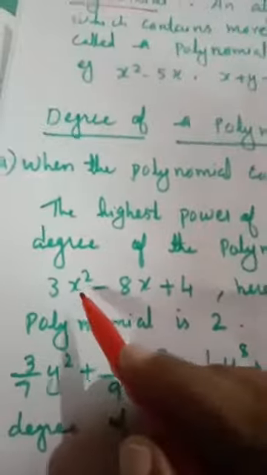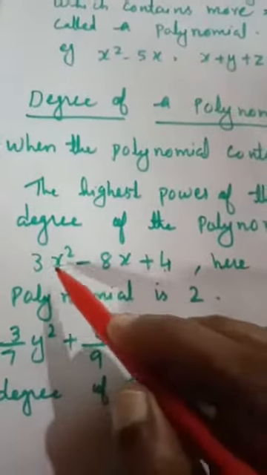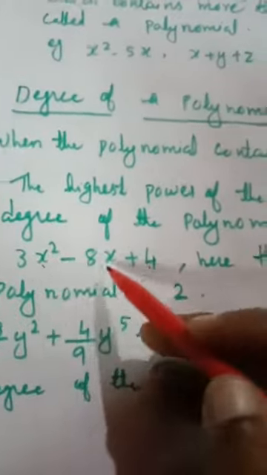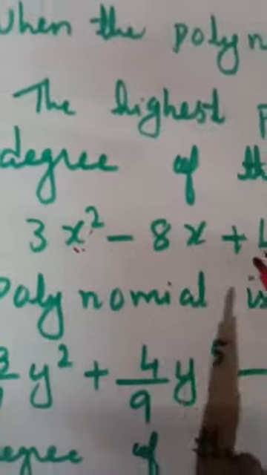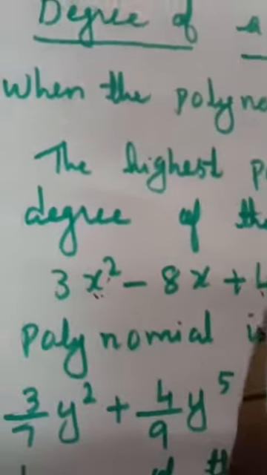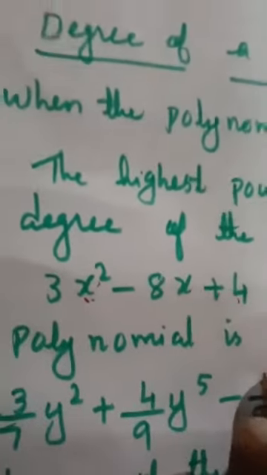For example, 3x square minus 8x plus 4. Here only one type of variable is there, x. Here also x. This is called when the polynomial contains only one variable. So, when the polynomial contains only one variable, then the highest power is called degree.